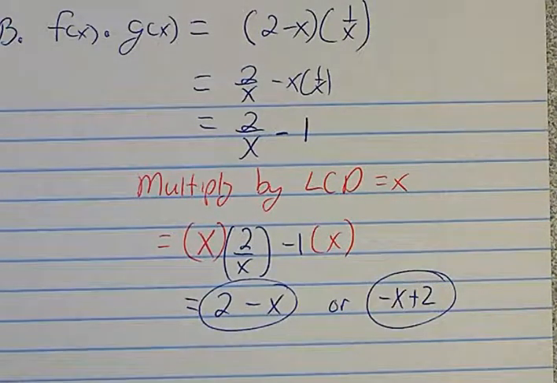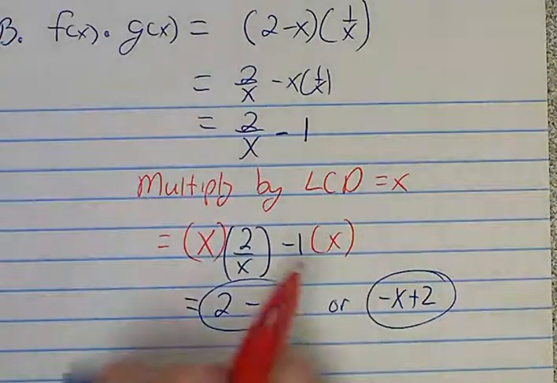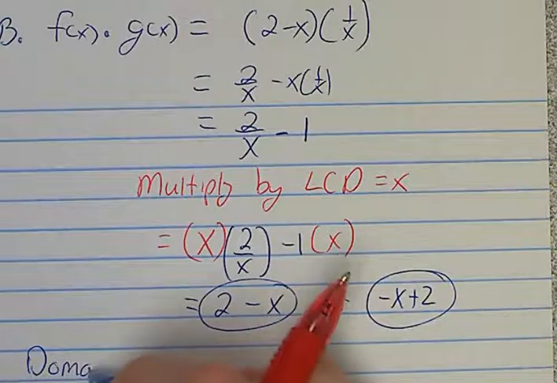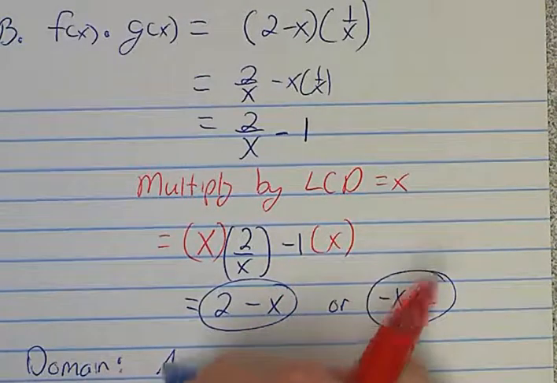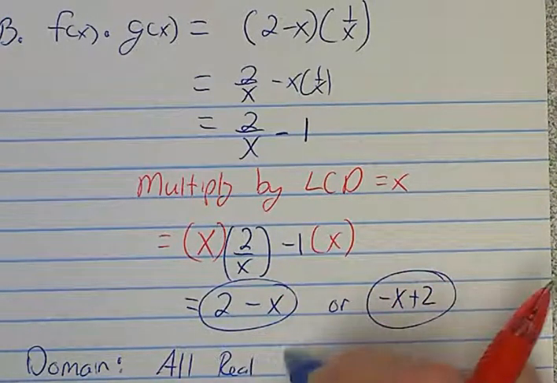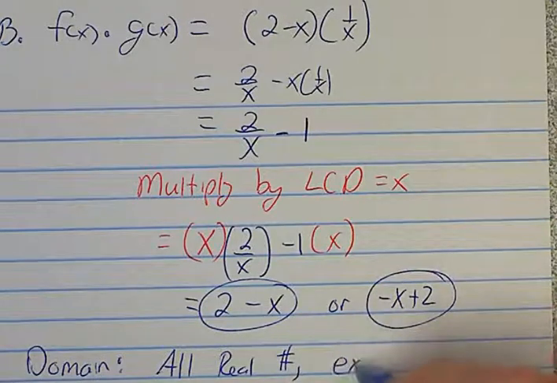2. And the restrictions would be the same thing, since the only thing we had was this x equal to 0 for the domain. It would be all real numbers, but we're going to exclude x equals 0.